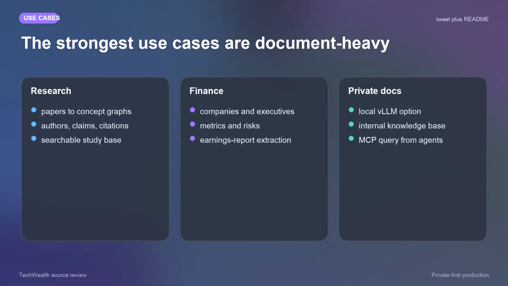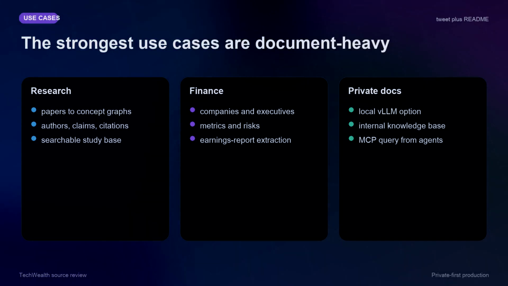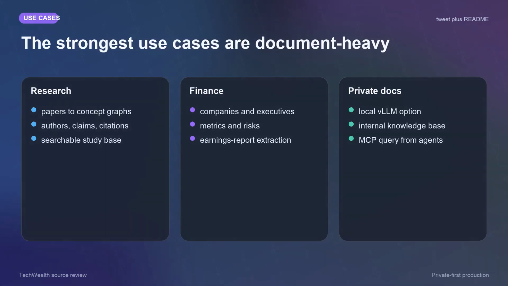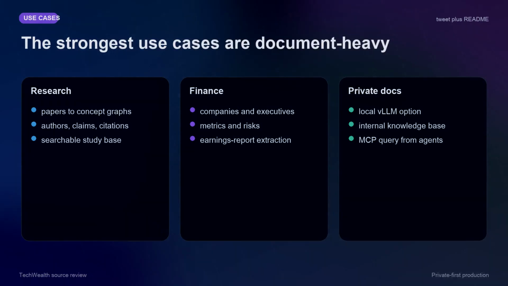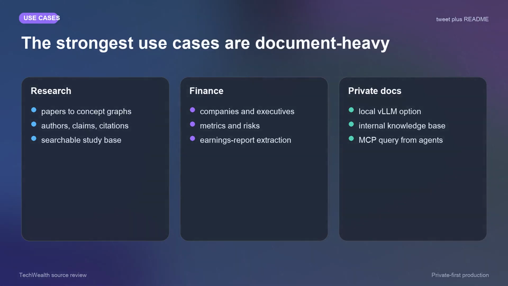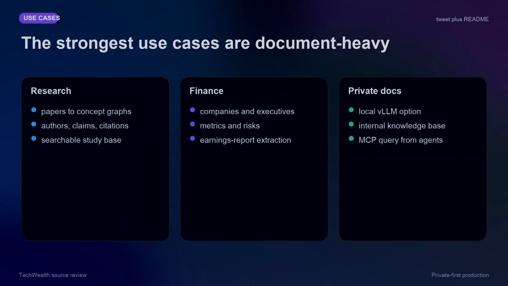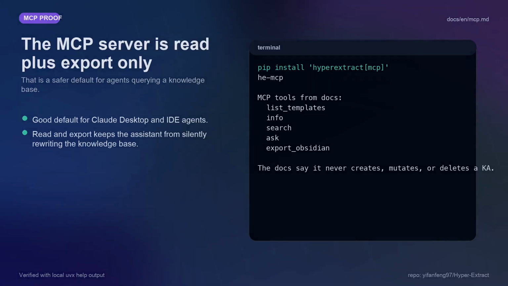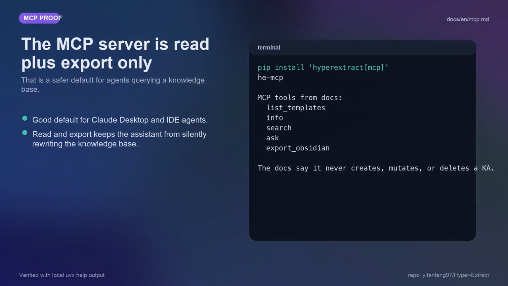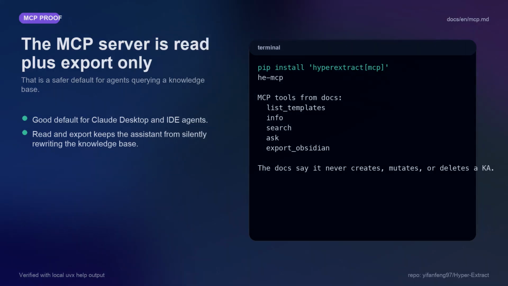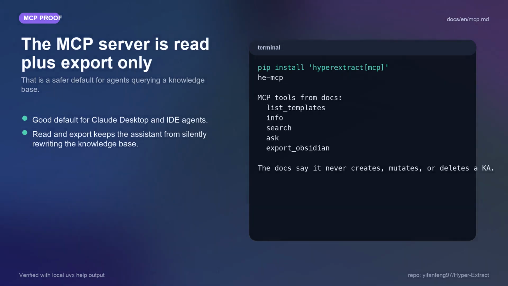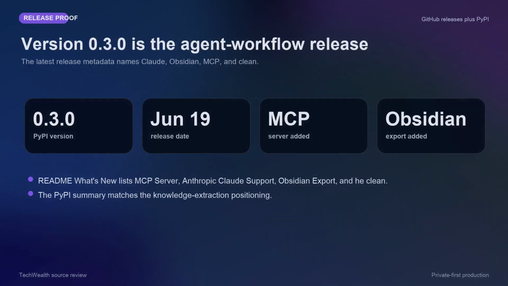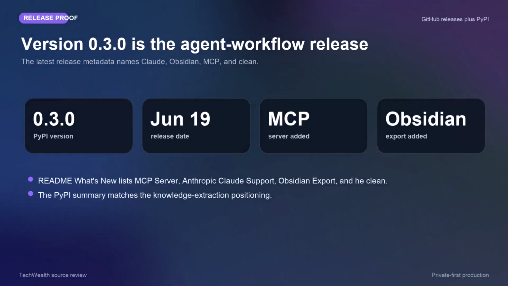The practical angle is the template library. HyperExtract advertises more than 80 YAML templates across finance, legal, medical, traditional Chinese medicine, industry, and general domains. That is why Hassan's examples make sense. You could parse a research paper into a concept graph, pull companies, people, metrics, and risks from an earnings report, or build a private searchable knowledge base from internal documents.